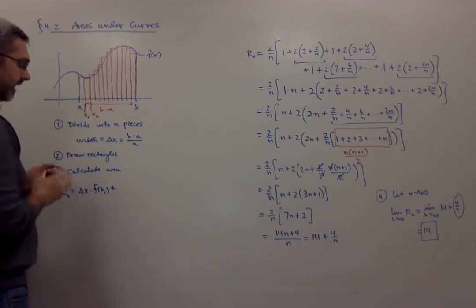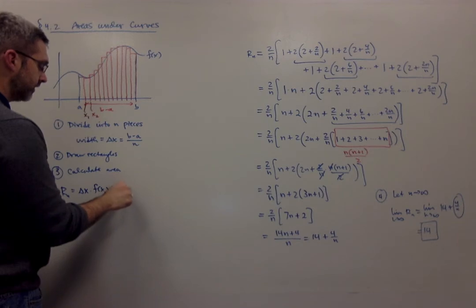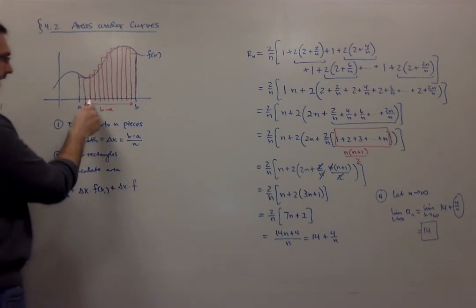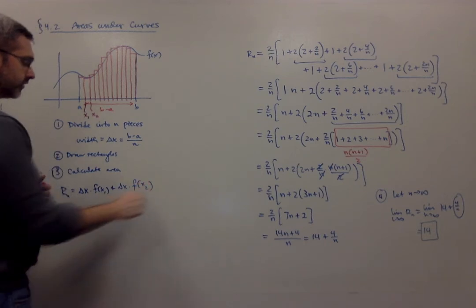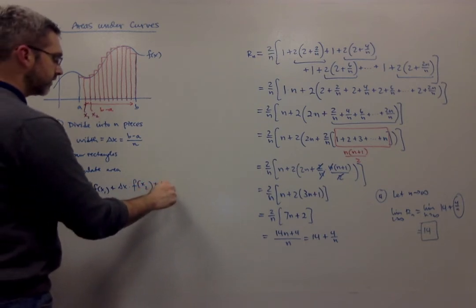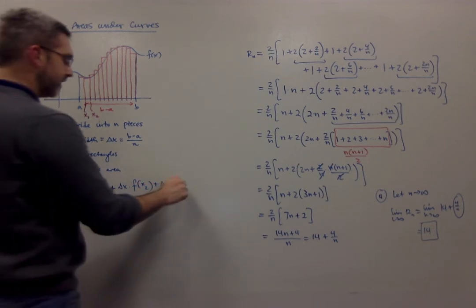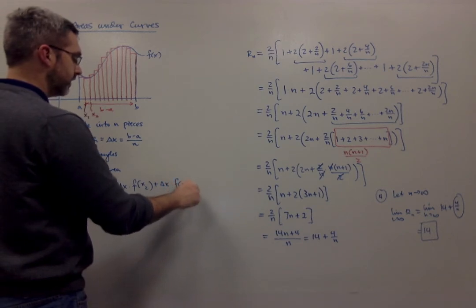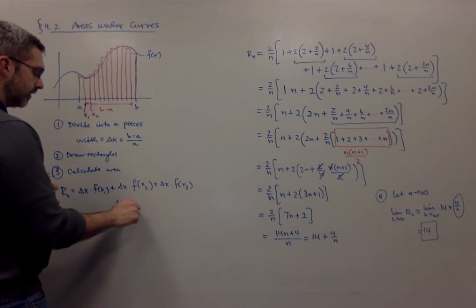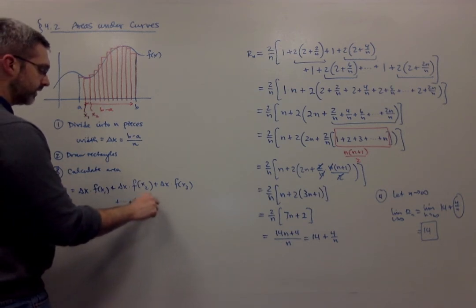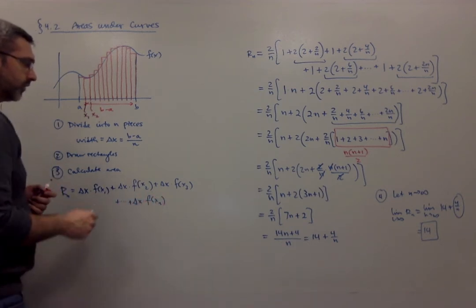The next rectangle would have width delta x, and the height would be what I get when I plug this point, let's just call that x2 for right now, into the function. The next one would be width delta x and height what I get when I plug x3 into the function, all the way until what I get when I plug in the last point into the function, in other words, b.